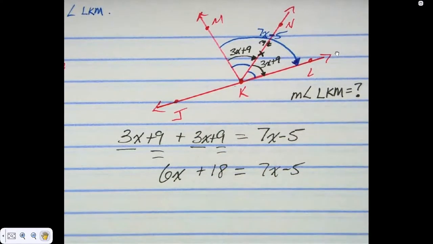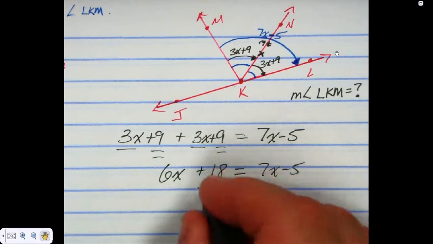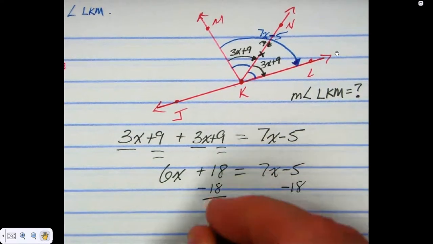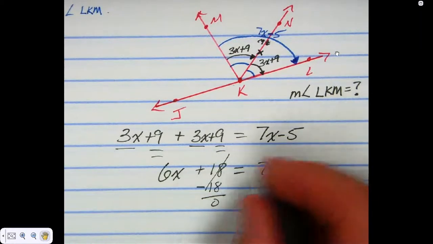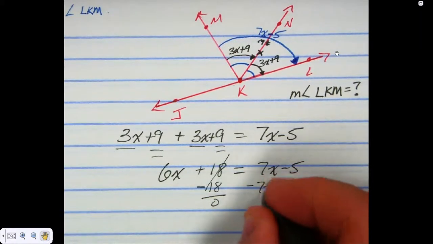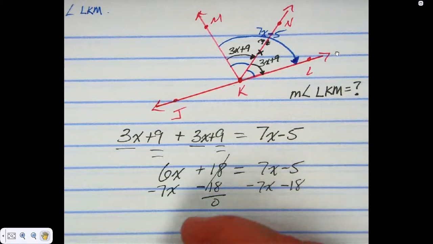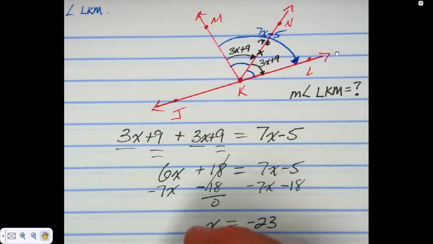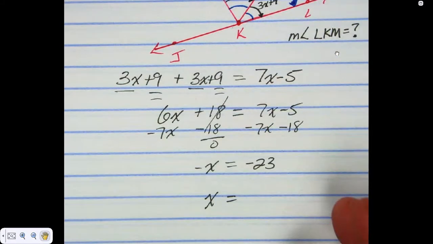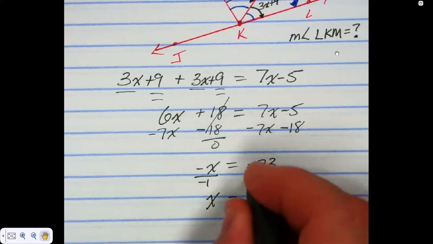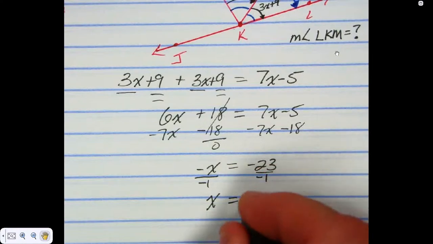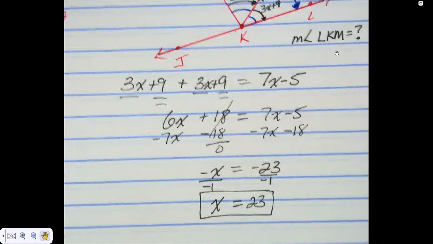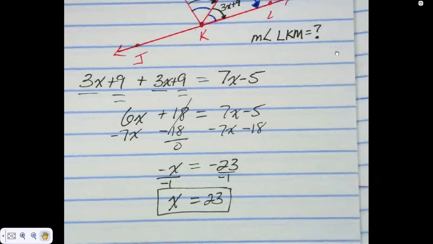Now does that look like something you're a little more used to solving? Yeah, it does. You're probably going to need to get your numbers on one side. So I'll subtract 18, so that adds to 0 there. Then I need to get my variables on the other side. Subtract 7x here. I'm left with negative x is equal to negative 23. Do I want to know what negative x is equal to? No. I want to know what x is equal to. So what am I going to do? Divide by negative 1, making it into a positive 23.